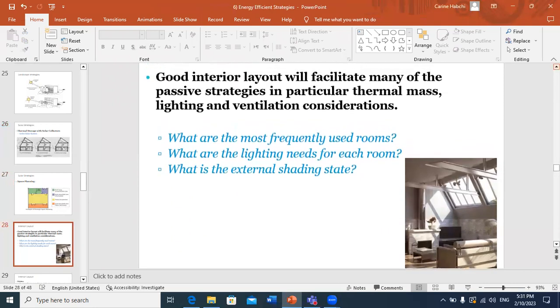Now, good interior layout will facilitate a lot the passive strategies, in particular thermal mass, lighting, and ventilation considerations. So we should ask ourselves, of course, what are the most frequently used rooms and what is the time of using these rooms in order to decide which strategies to implement, what are the lighting needs, and what is the external shading state.